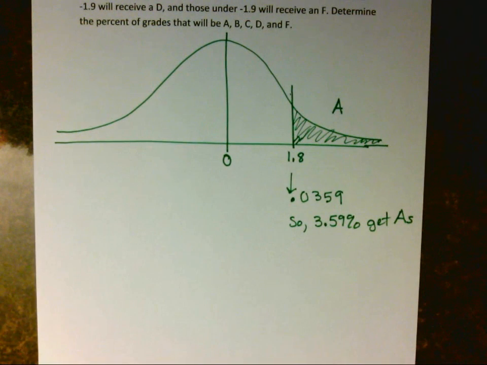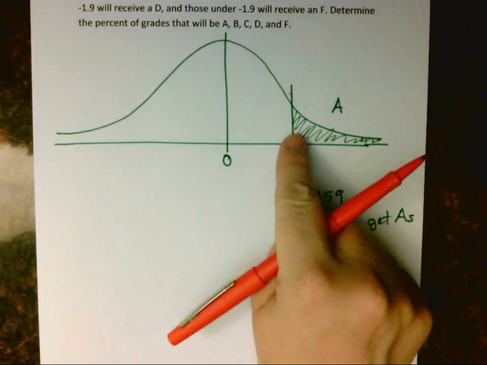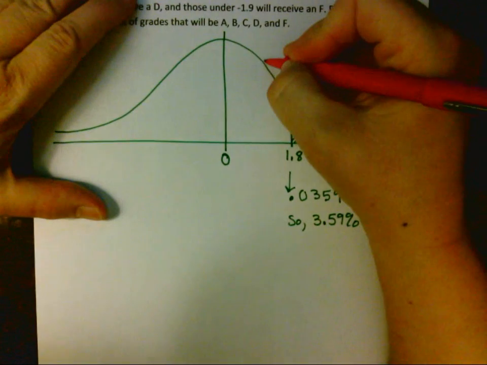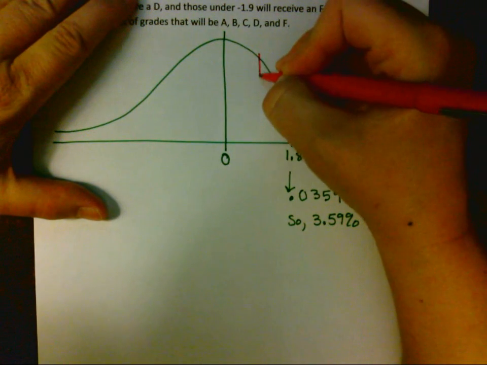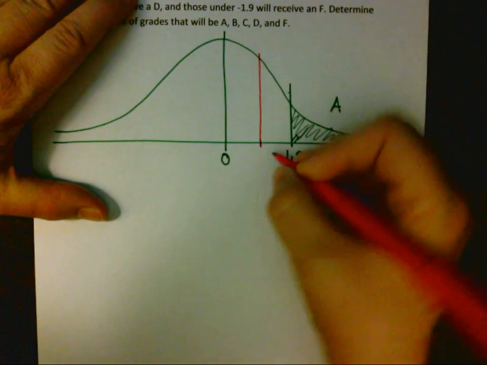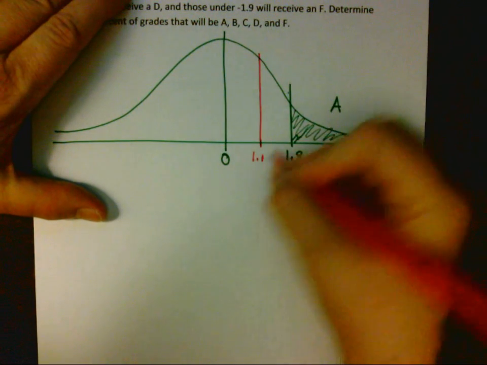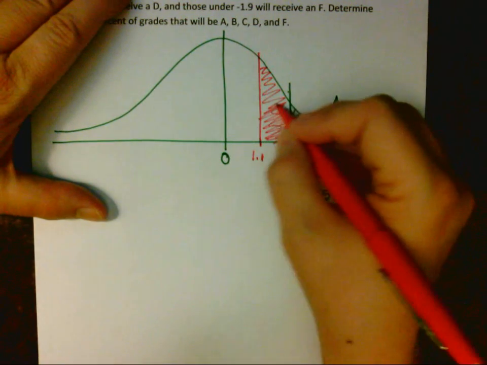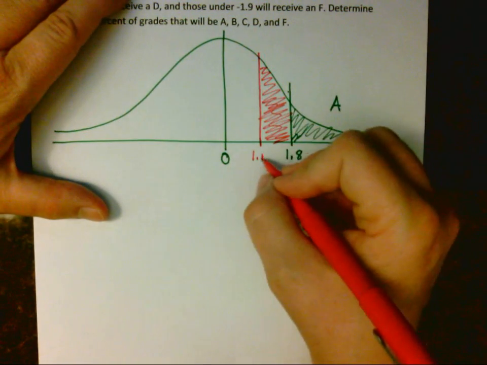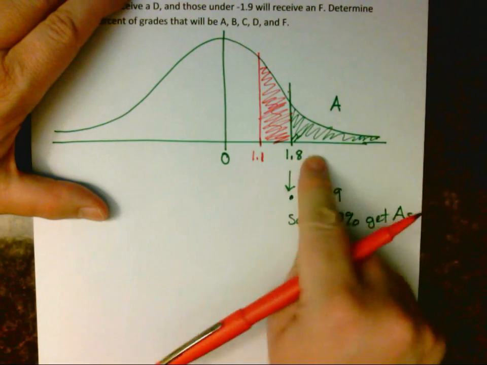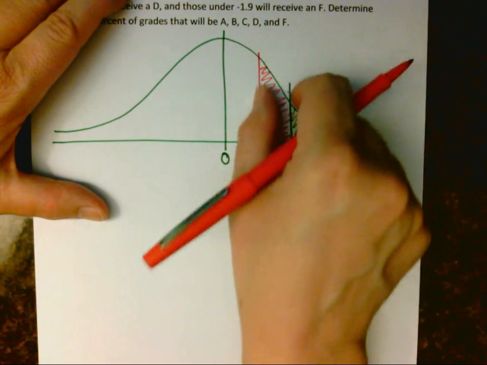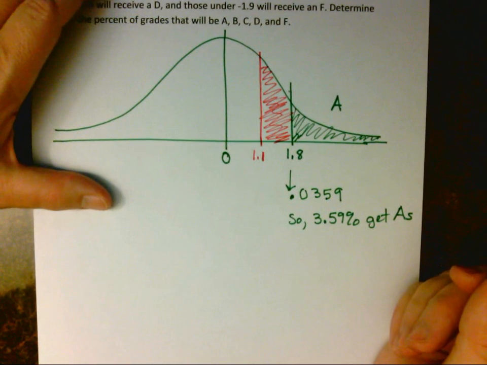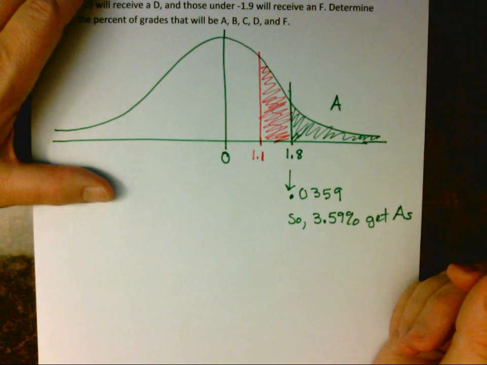Okay, now we have to look at the B's. He's going to give a B to people who have a Z-score between a 1.8 right there and a 1.1. So 1.1 is going to be somewhere right about there. It doesn't have to be to scale. 1.1, and I'm going to color this red. Sorry about the two of you who have trouble with colors. I'm telling you that's red. 1.1 is that Z-score, and the section right in here is the part that gets the B.